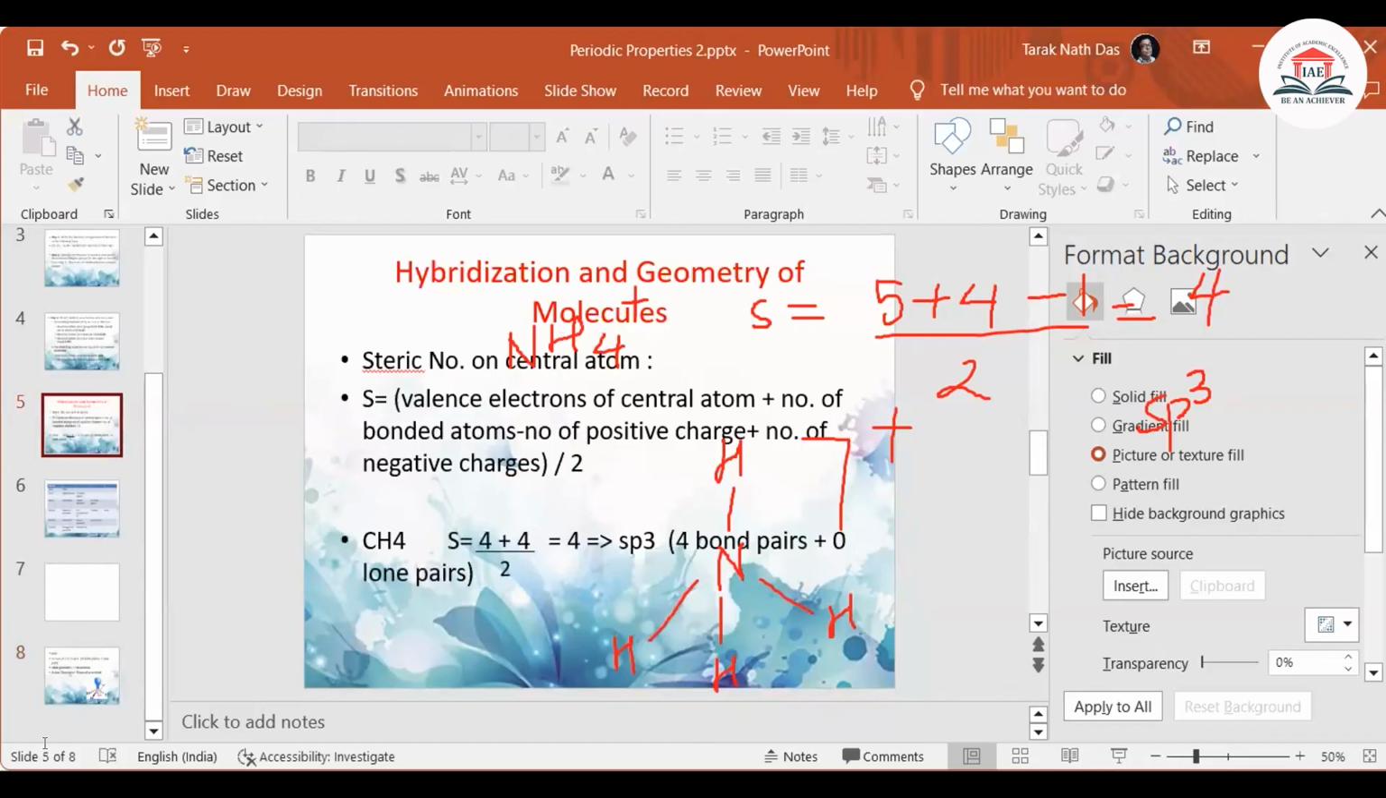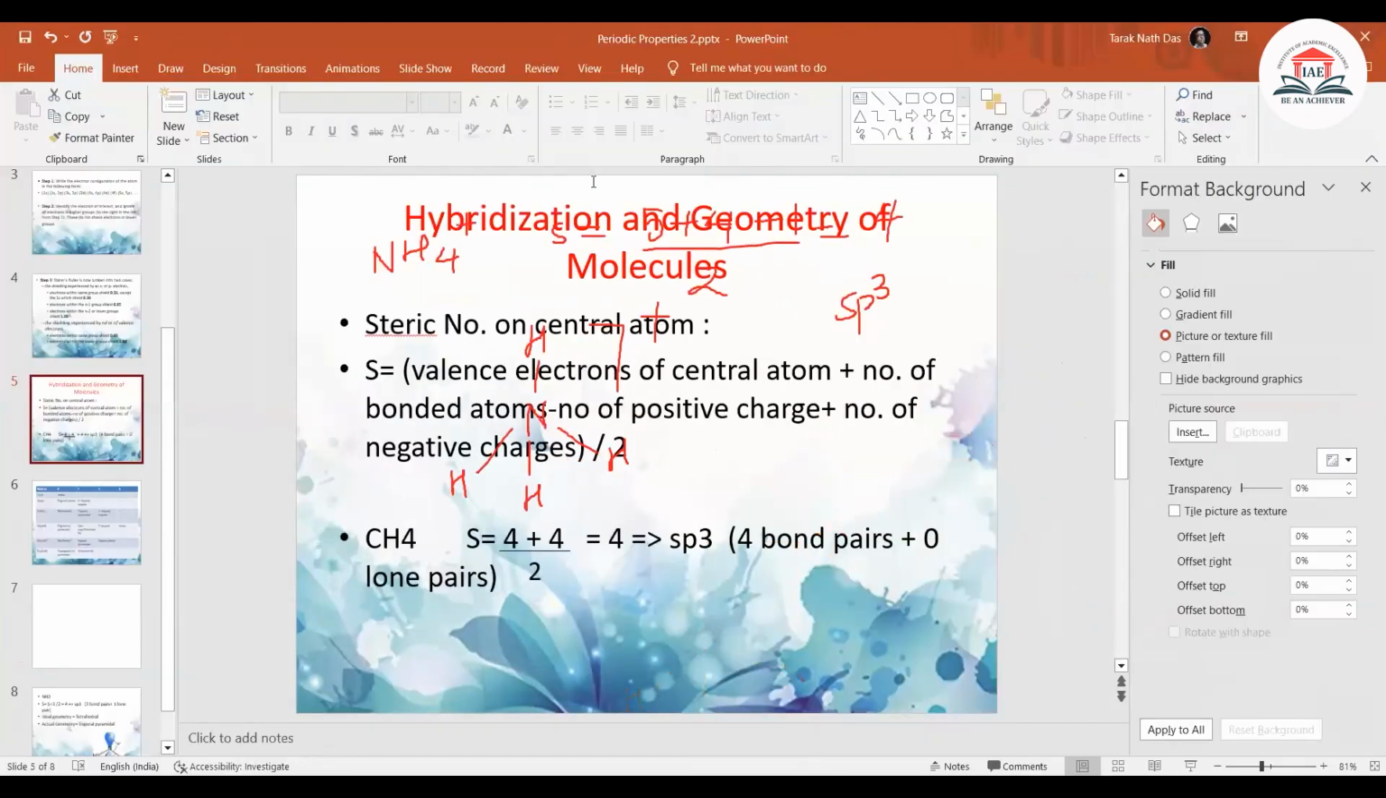Yeah, so in TBP geometry, in the equatorial part, there is a triangle. So in the triangle, the bond angle will be 120 degree, and for the axial molecules, the bond angle will be 90 degree. Okay, so these bond angles actually depend on the shape, what shape is there. And if there is a lone pair, you cannot predict the bond angle. You can only guess whether it will be higher or lower.